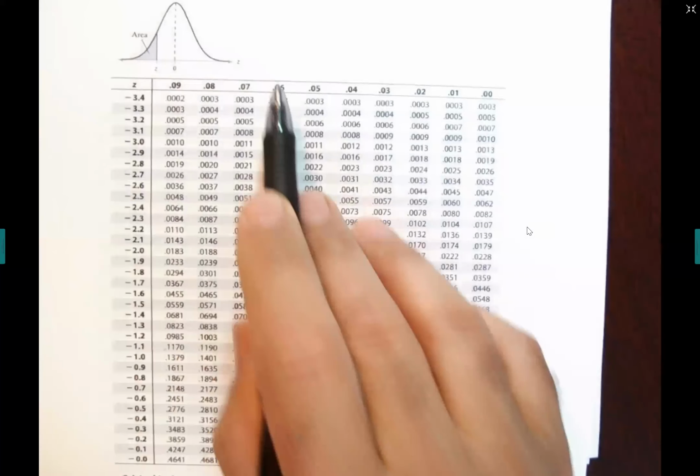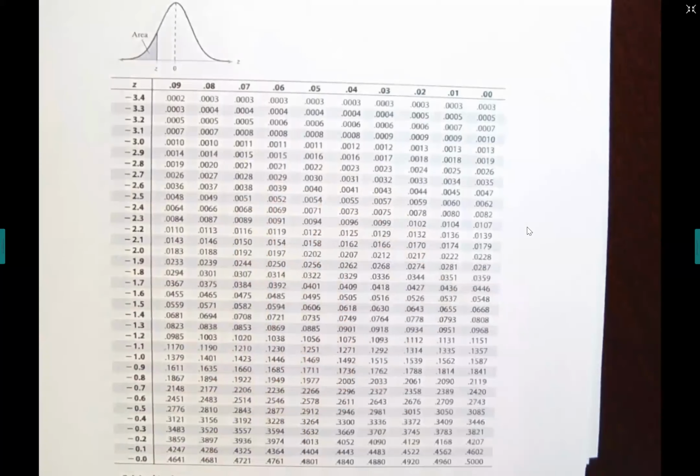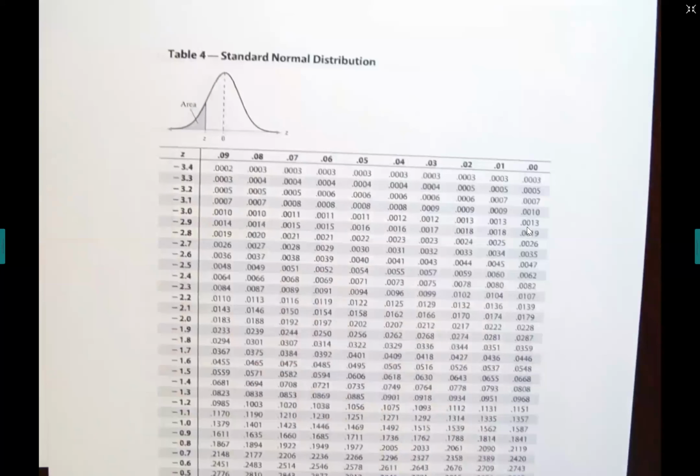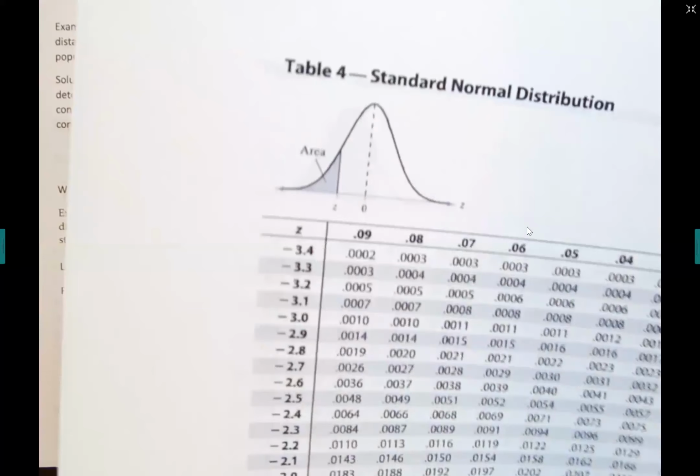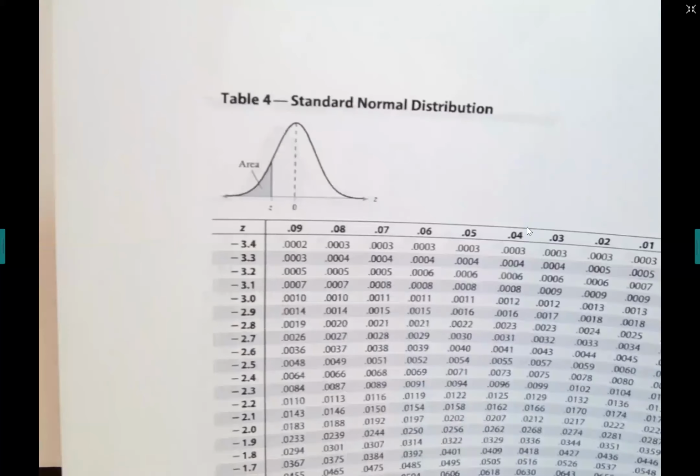But you can use the calculator, guys, anytime. So if you don't want to use the table, that is fine. You're going to be provided with the table when you do your homework online, but I would use the inverse norm feature. It's faster and easier.